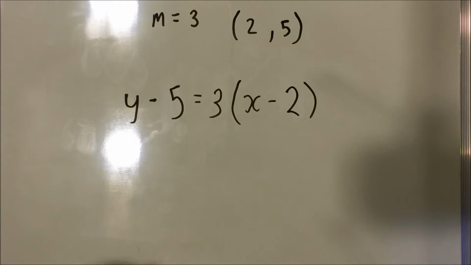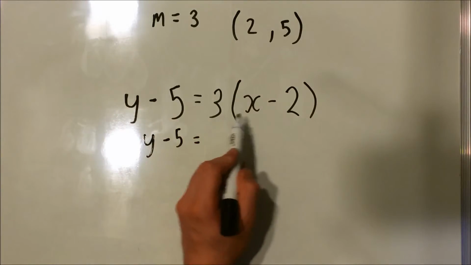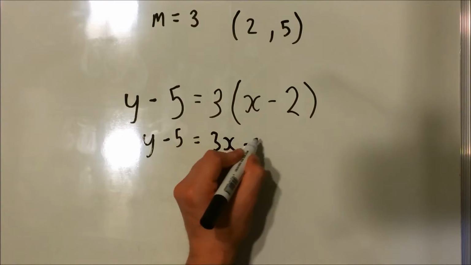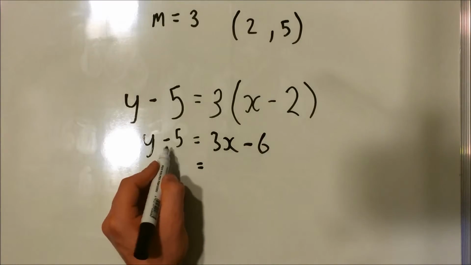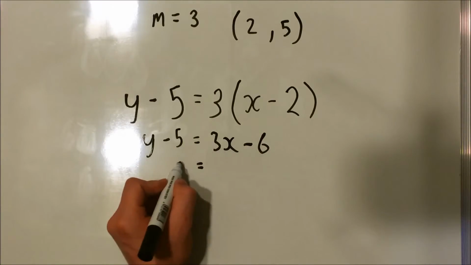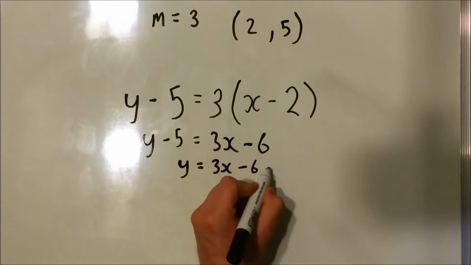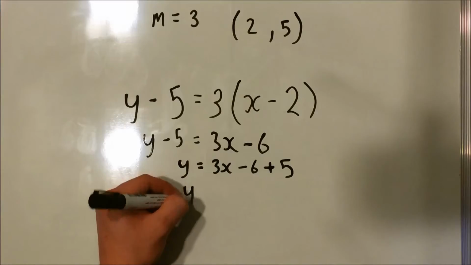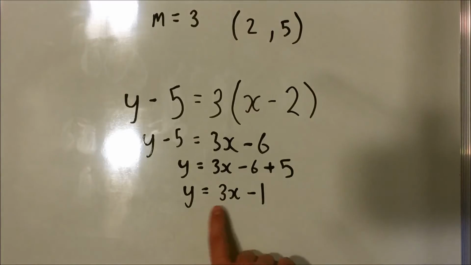So what we're going to do, we're going to simplify this. So you have y minus 5 is equal to 3 times the x minus 2. 3 times minus 2 is minus 6. Then we take that 5 over there. So we have y equals 3x minus 6 plus 5, which equals y equals 3x minus 1. So as you can see, the gradient is 3 and it crosses the y-axis at minus 1.